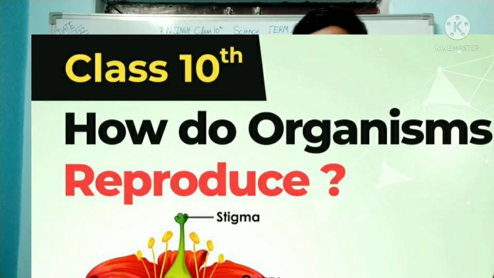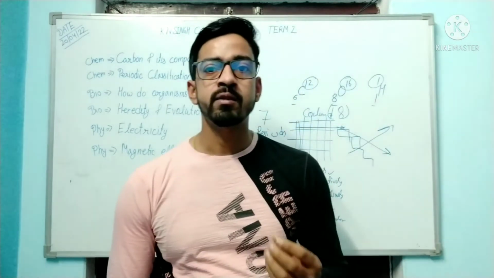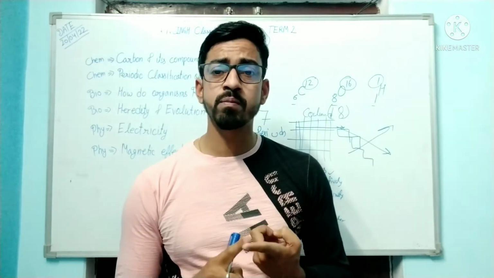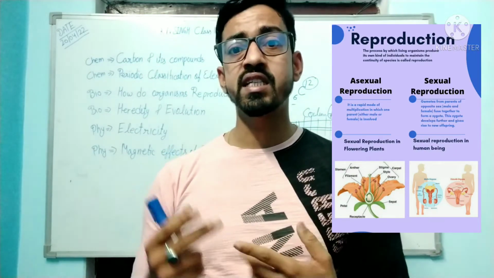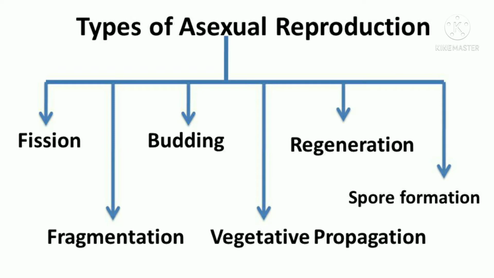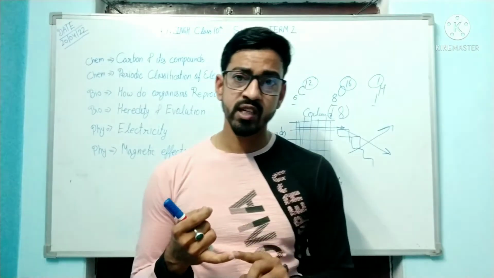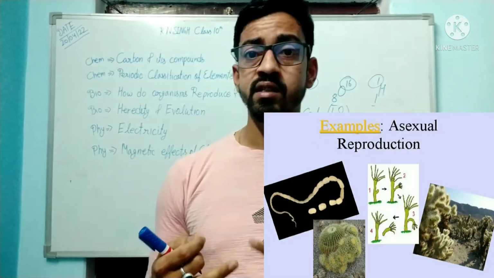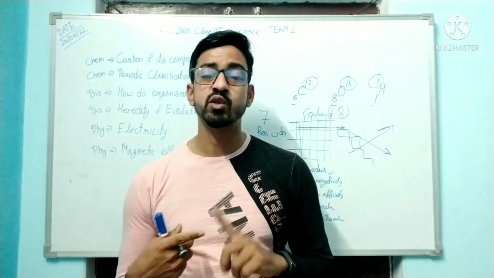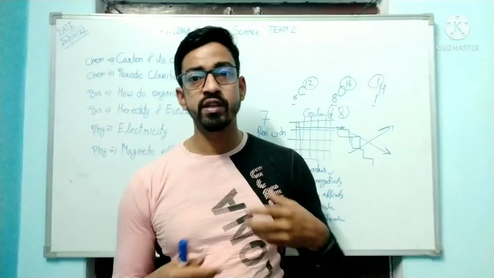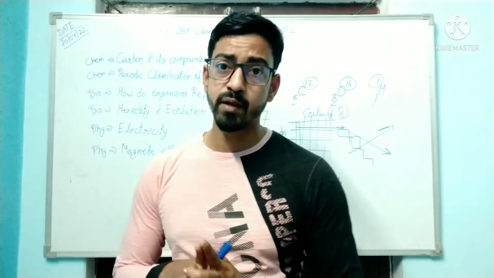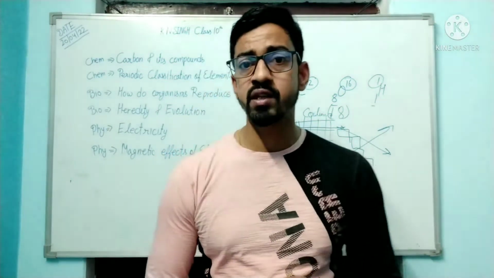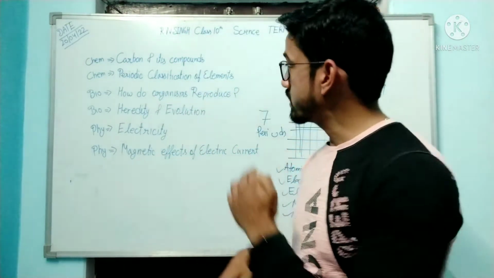Third chapter, how do organisms reproduce. In this chapter we have to revise some topics like asexual reproduction and sexual reproduction. In asexual reproduction, there are many types which are very important, like vegetative reproduction, hydra, budding, spore formation. So you have to revise this and also keep practicing the examples. Next, discuss sexual reproduction, in which both parents are important.